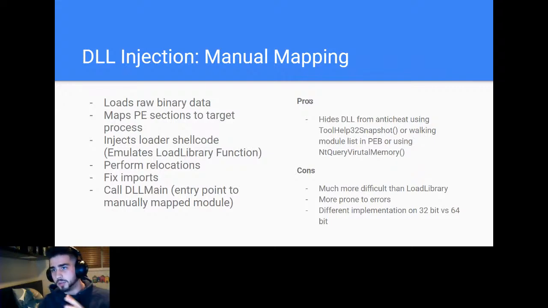Basically, it just does what LoadLibrary does, but it avoids using the Windows function LoadLibrary, and does it itself. We've basically written our own LoadLibrary function in order to circumvent easy detection through LoadLibrary, because anyone can hook LoadLibrary and look for calls to it and see if they're suspicious. The pros are it hides from anti-cheat, and the cons are that it's more difficult and more prone to errors because it's hard to implement well, and it has a different implementation on 32 and 64-bit systems, versus LoadLibrary, which is pretty congruent.